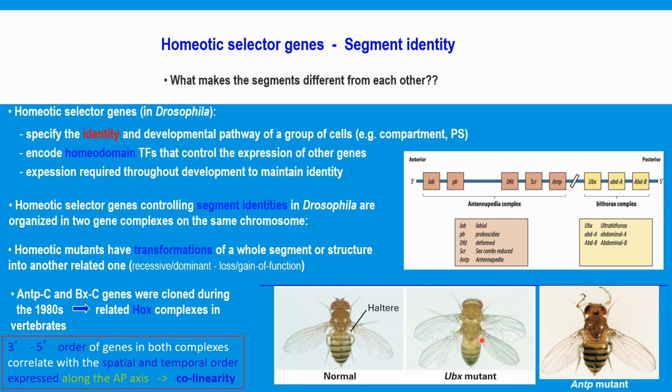and we have a transformation of a posterior thoracic segment into a more anterior thoracic segment. We mentioned this before, that there's normally a haltere here in this part that is a primordial wing that has the potential to develop into a wing, and if we have the Ultrabithorax mutant, we get this transformation of this entire segment.